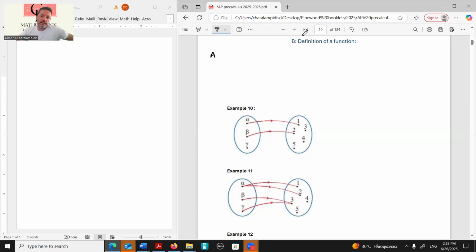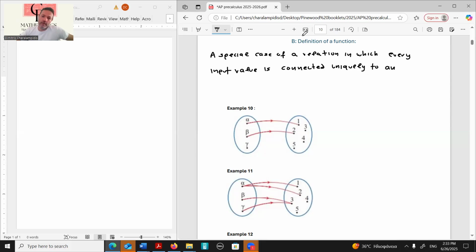A function is a special case of a relation in which every input value is connected uniquely to an output value. Once again, a function is a special type, a special case of a relation in which two things occur. Firstly, every input value is used, and this input value is connected uniquely to an output value.